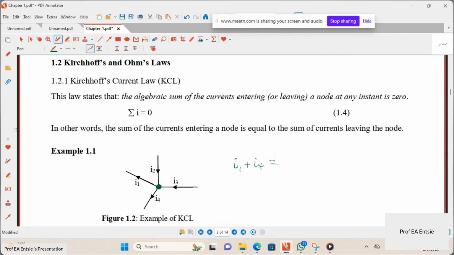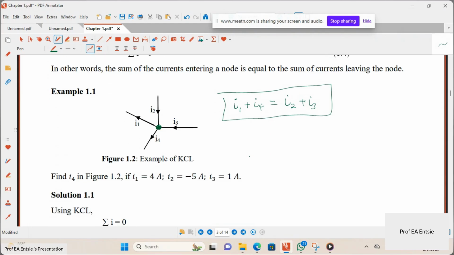The sum of it should be equal to the one entering. I2 is also entering, and I3 is also entering. So this is what we get: I1 plus I4 equals I2 plus I3. When they've given you some values, they are saying that if I1 is 4, I2 is -5, of course, amperes, current is amperes, the unit is amperes. I3 is 1 ampere. We should find what? I4.